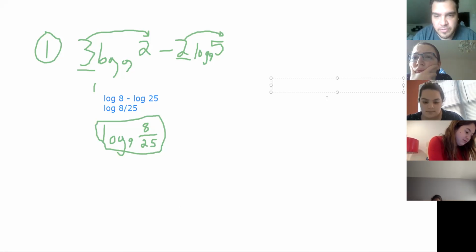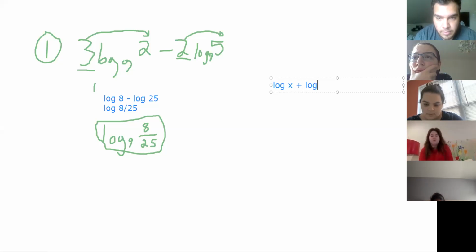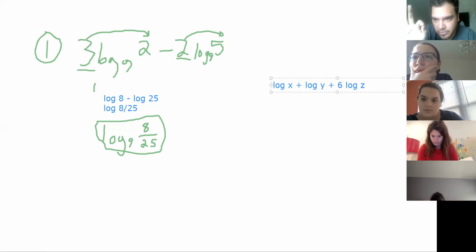And I'm just going to type it out because it seems a little bit easier for me to do that. So let's go to the next one, which is log x plus log y plus 6 log z. And they should have all little 6s, 6 on each log.